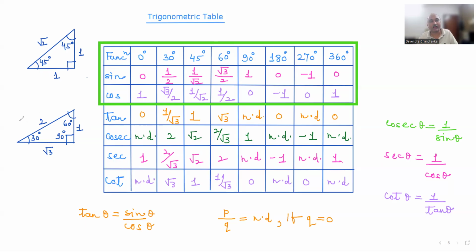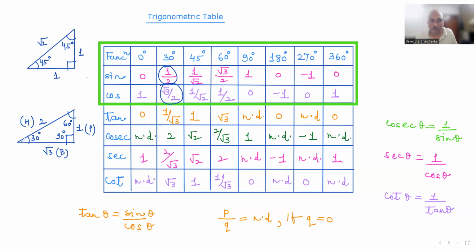Using Pythagoras, you can find it. Now, can you write sine 30 degrees? Perpendicular, this is perpendicular. This is base. This is hypotenuse. All of you, can you check it? Sine 30. What is sine 30? It will be 1 upon 2. Can you see this? All of you, say yes or no. Yes, sir. Cos 30 is root 3 by 2.